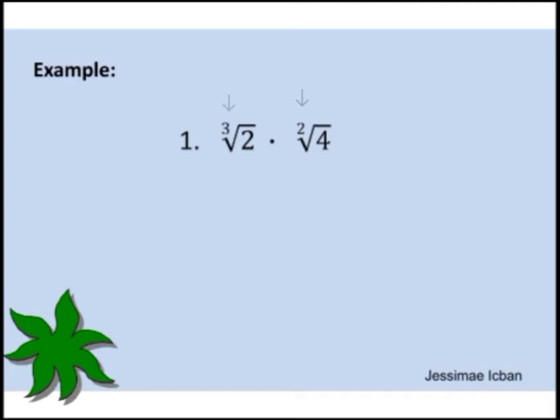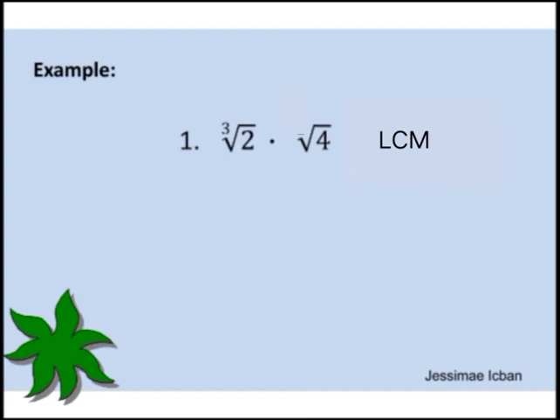Obviously, hindi pareho ang kanilang indices. Sa first factor, 3 ang nakalagay, while in the second factor, walang nakalagay, but napag-usapan na nga natin na kapag walang nakalagay, it is understood na 2 siya. So, we can't multiply them dahil nga ang indices nila ay hindi pareho. At dahil doon, maaari natin kunin ang LCM ng 3 and 2.